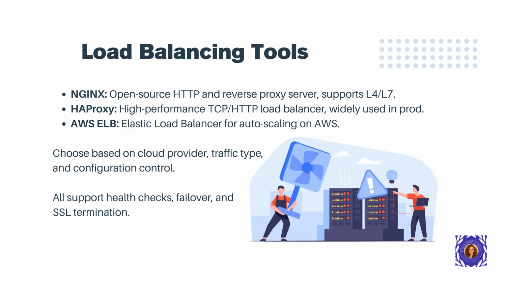If you're in the AWS ecosystem, Elastic Load Balancer, ELB, offers integrated load balancing that works seamlessly with their auto-scaling groups. It handles the heavy lifting of scaling your load balancing capability alongside your application servers. Which should you choose? Consider your cloud provider, the type of traffic you're handling, and how much configuration control you need. The good news is that all of these support essential features like health checks to detect failed servers, failover mechanisms, and SSL termination to offload encryption work from your application servers.